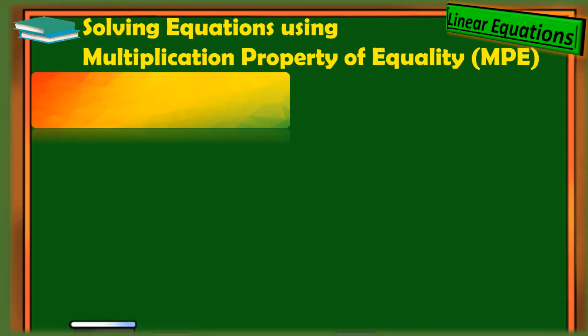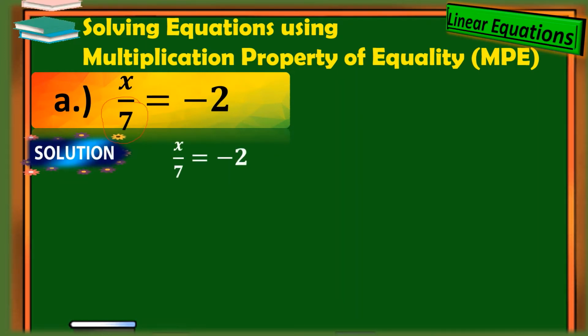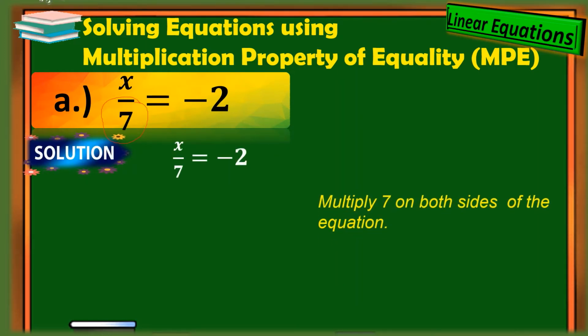Another example here is x over 7 is equal to negative 2. So, anong tatanggalin natin dito? Okay? So, tatanggalin natin si 7. Okay? Look at the solution. Okay, so multiply both sides by 7. Okay, so ano mangyayari? Ganito. So x over 7 times 7 is equal to negative 2 times 7.